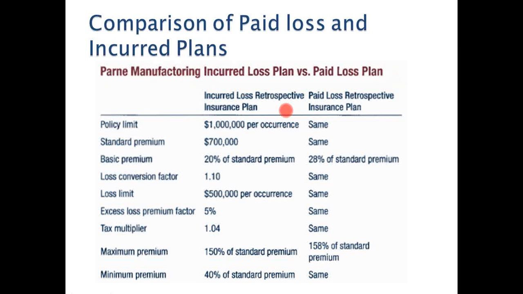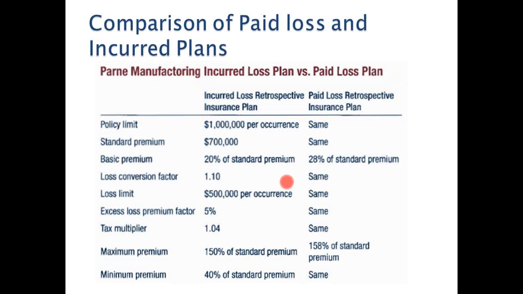So here's another example of a comparison under the two different plans. If we use that same type of information we had before, an incurred loss and then a paid program here, the policy limit is going to be the same, $1 million. The standard premium is $700,000. So I'm going to still pay the same standard premium. The basic premium in this case is 20% of the standard premium. Under a paid loss retrospective plan, I'm going to pay a little bit more, most likely a little bit higher percentage would typically work for that.